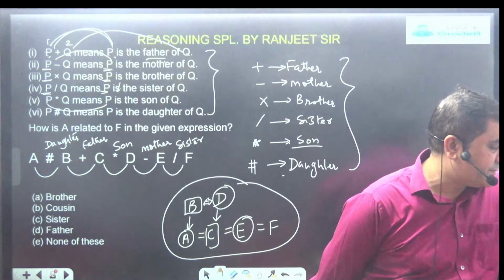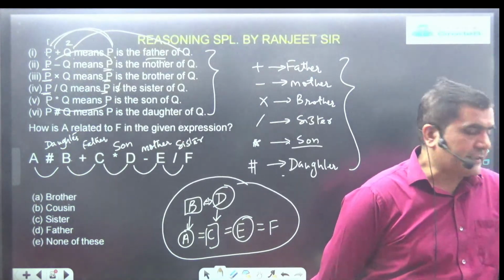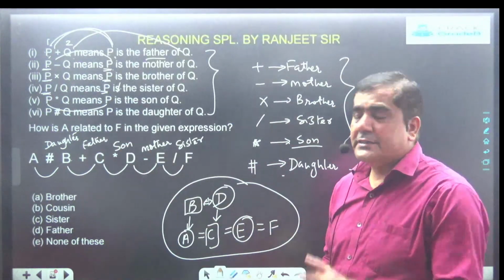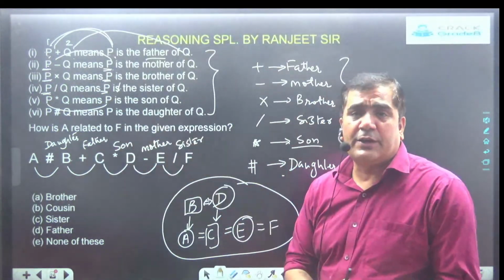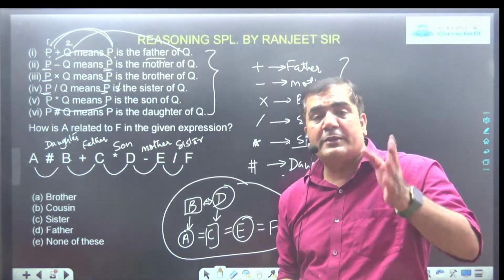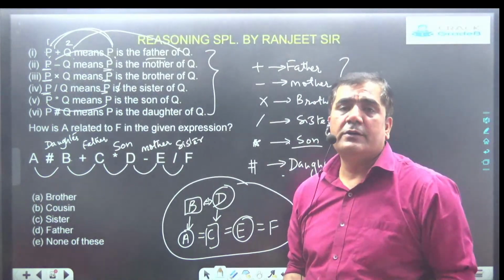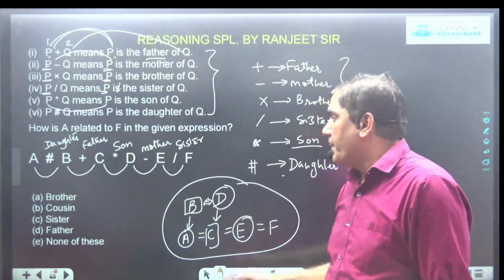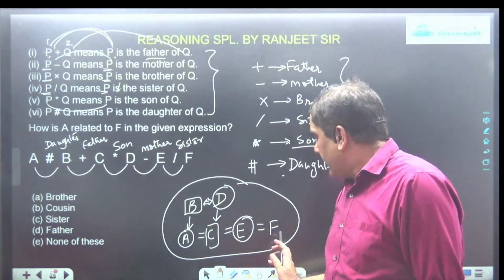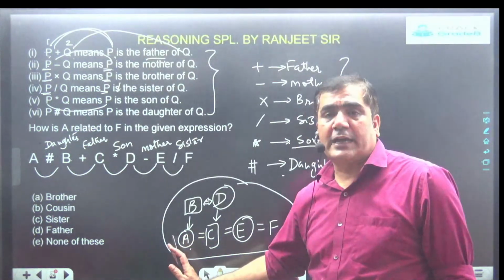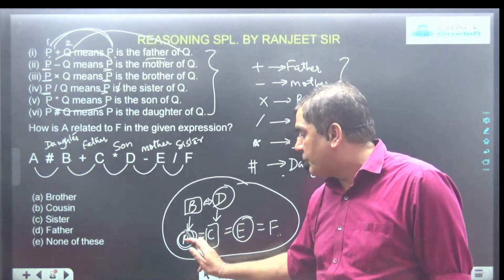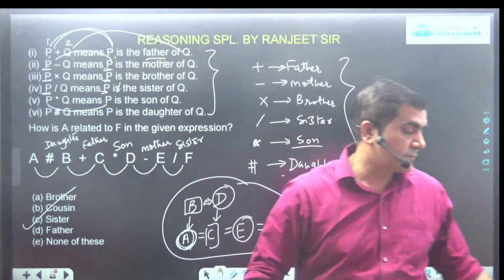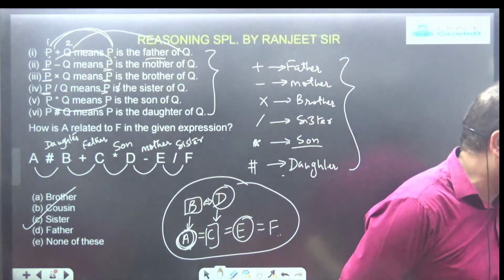Why C and D? See, C and D is only possible if we don't know the gender of A. Here we know the gender of A. Here the examiner is asking how is A related to F. You need to tell the relation of A with respect to F. A will be what of F? That's the question. Here I can say F and A all have equal to sign, meaning brother and sister. Since A is female, A must be the sister of F. The answer should be C. C and D cannot be.